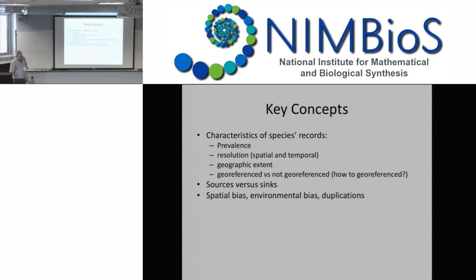We need to talk about bias in terms of spatial and environmental spaces. We need to remove duplications. We need to consider the sources of error. I've talked about that a bit. We need to talk about absence data, or better yet, not using those absence data.